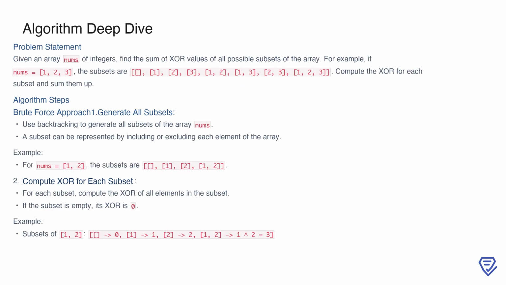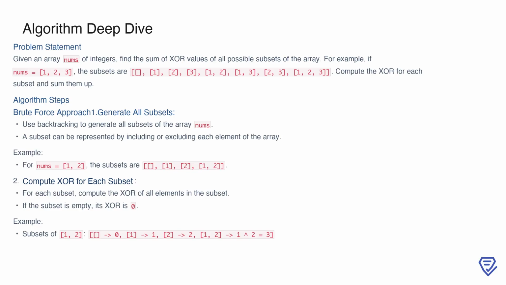To tackle the problem of finding the sum of XOR values of all possible subsets of an array, we can begin with the brute force approach. First, we need to generate all subsets of the given array nums. This can be achieved using backtracking, where each element is either included or excluded to form all possible combinations. For instance, if nums is [1, 2], the subsets would be [], [1], [2], [1, 2].